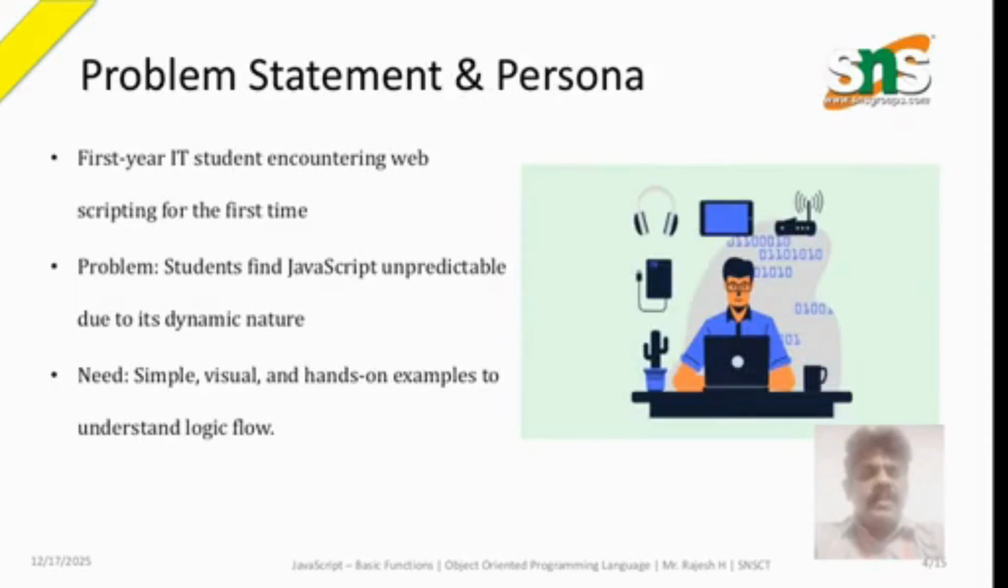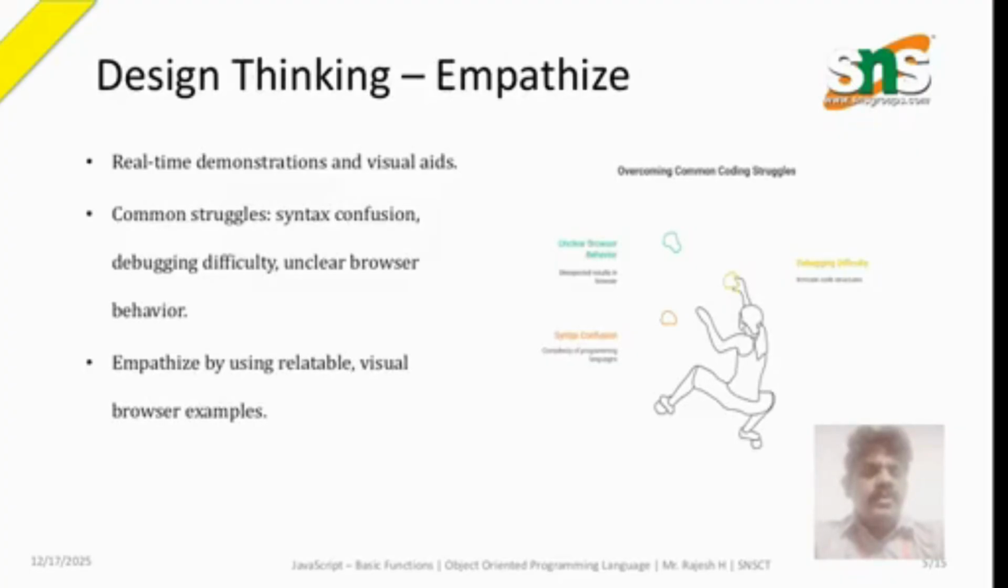Let us assume a problem statement of a first-year IT student who is encountering web scripting for the first time. Here the student is facing unpredictable errors or unpredictable behavior of a JavaScript website or web page. The person requires a simple visual hands-on example to understand the logic flow, which means how the website functions and how the web pages are interrelated. So let us solve this with the design thinking approach.